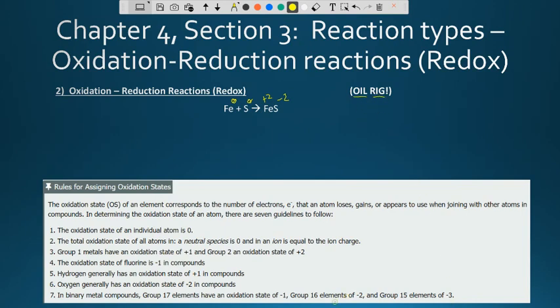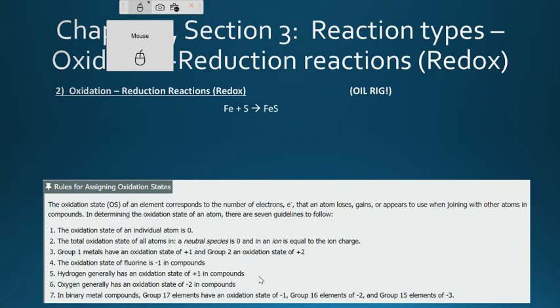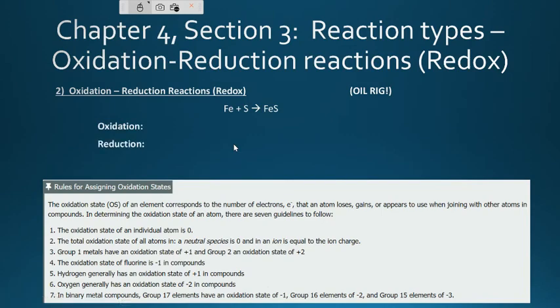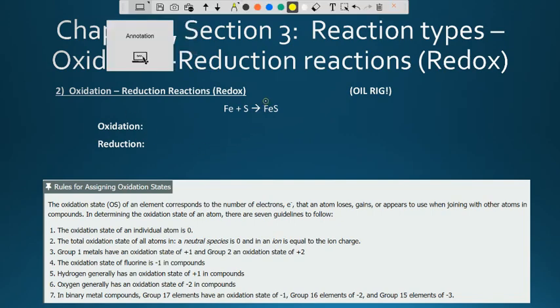What I mean by that is in terms of the electrons themselves, there's a couple things that were going to be going on with the actual compound. We call those redox. All right, so going back to my oil rig concept, I saw that my iron was a +2 and my sulfur was a -2. They were originally 0. So what happened here?